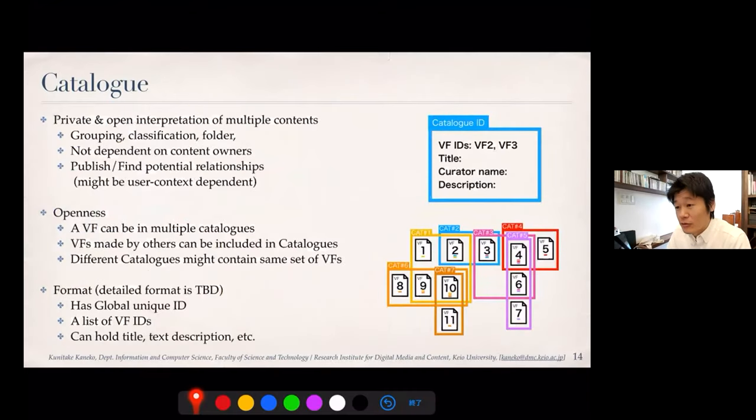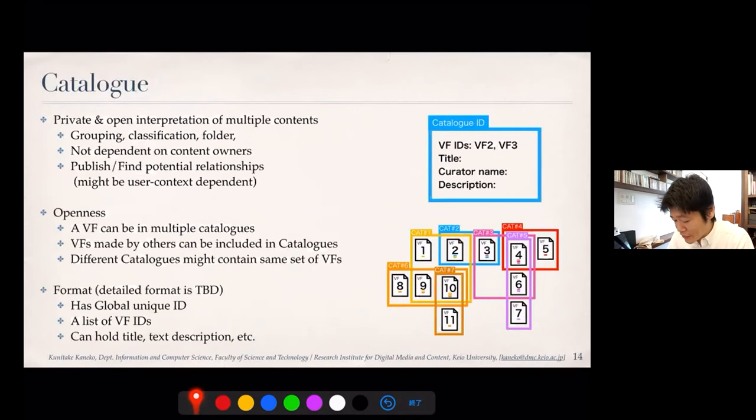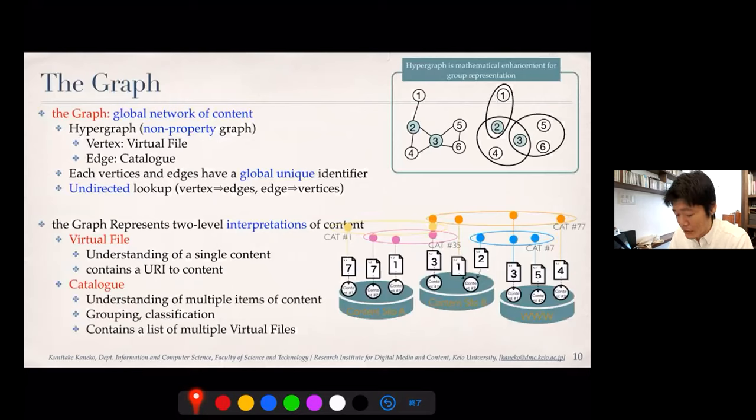So how do we realize a catalog? A catalog has the globally unique ID and then the list of the budget files. That is important for the computers. And then the rest remains for the human beings. Okay, the same thing. Anybody can make the catalogs, okay? Of course, the content owner wants to make the catalog. But also, you can make it, okay? So now combine the budget files and the catalog, and you have the graph, okay? Back to here: budget file, catalog, making a graph.